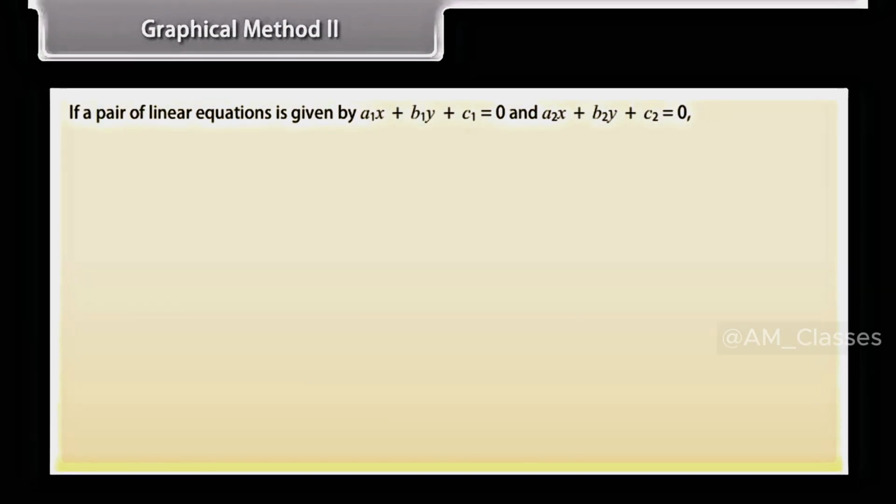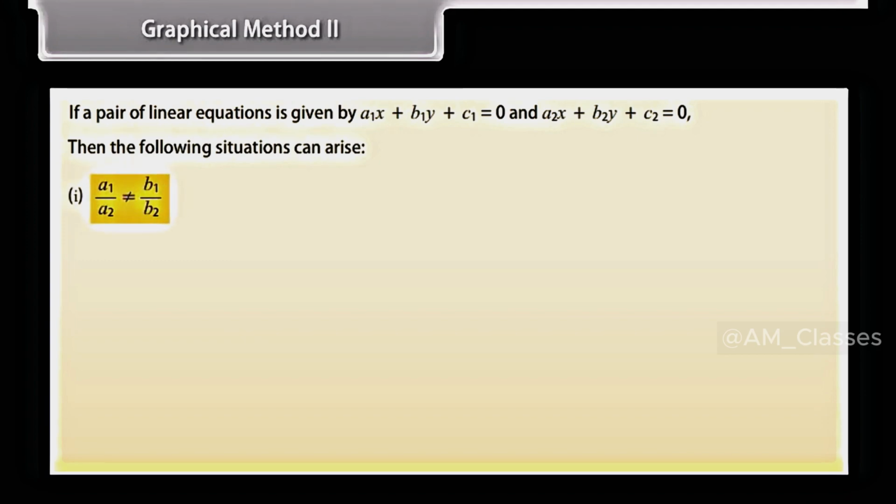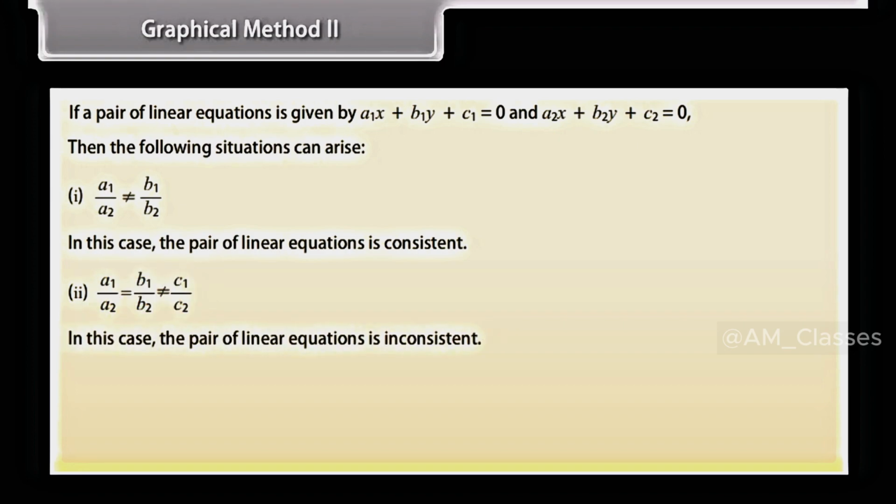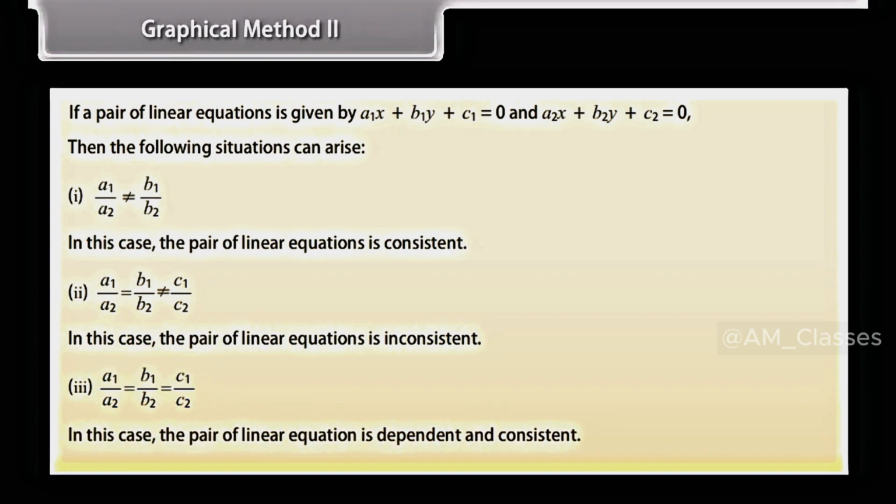Graphical method 2. If a pair of linear equations is given by a1x plus b1y plus c1 is equal to 0 and a2x plus b2y plus c2 is equal to 0, then the following situations can arise. 1. a1 upon a2 is not equal to b1 upon b2. In this case, the pair of linear equations is consistent. 2. a1 upon a2 is equal to b1 upon b2 is not equal to c1 upon c2. In this case, the pair of linear equations is inconsistent. 3. a1 upon a2 equals b1 upon b2 is equal to c1 upon c2. In this case, the pair of linear equations is dependent and consistent.